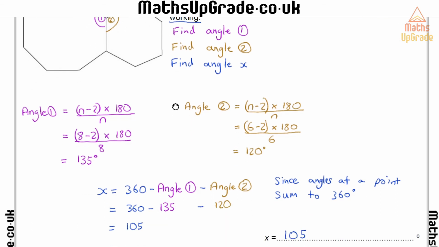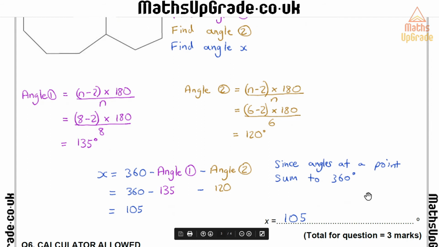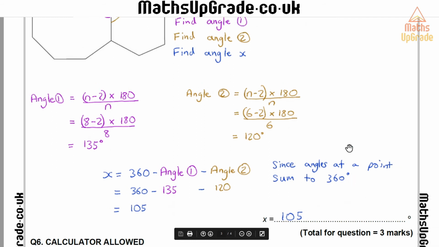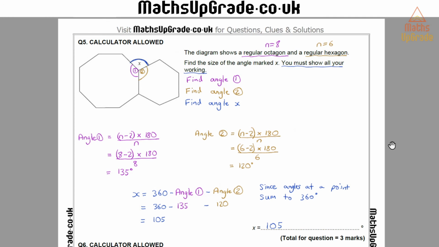So since the sum of angles at a point is 360 degrees, I'm going to do 360 minus the two angles I found, and that gives me 105 degrees. So the answer is 105 degrees for 3 marks. Okay, remember, show all your working and give reasoning as well where appropriate.